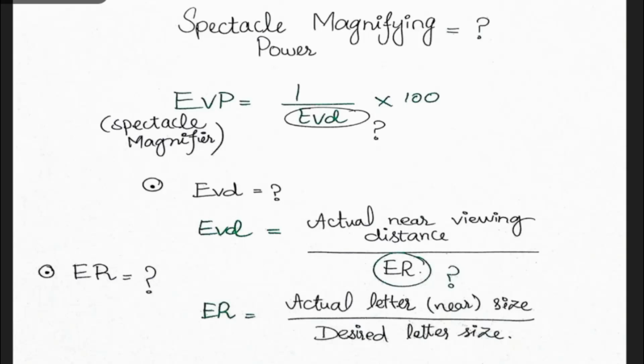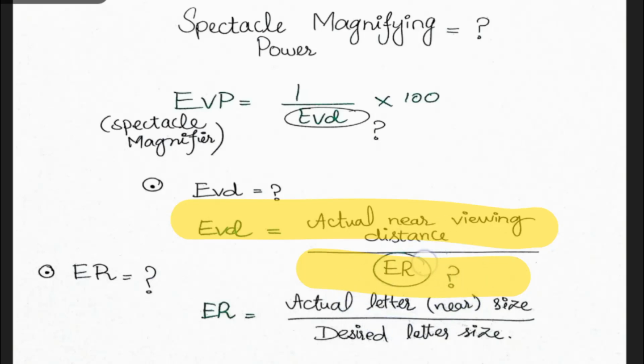Over here, for the calculation of EVP, we also need EVD, which is the equivalent viewing distance, which is unknown. So for EVD, we have another formula, which is the actual near viewing distance divided by ER. But over here we also don't know ER, which is the equivalent ratio, right?